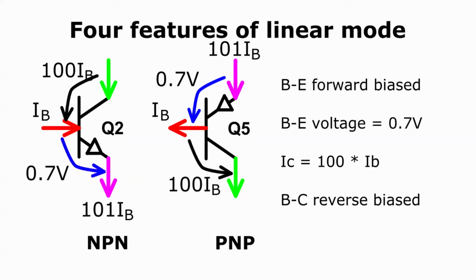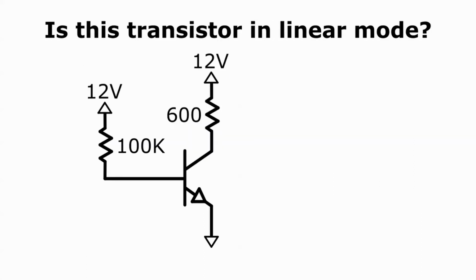I've shown with these black arrows the direction that's required for reverse bias. Let's work through an example. Is this transistor operating in its linear mode? The direction of the arrowhead tells us that this is an NPN transistor. The base terminal is the one with the flat side. The emitter is the one with the arrow, and the one that's left over is the collector.